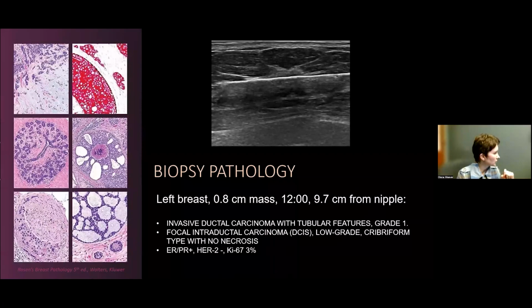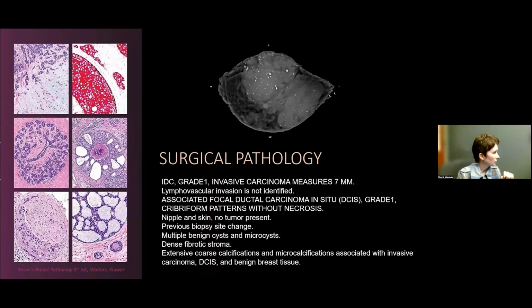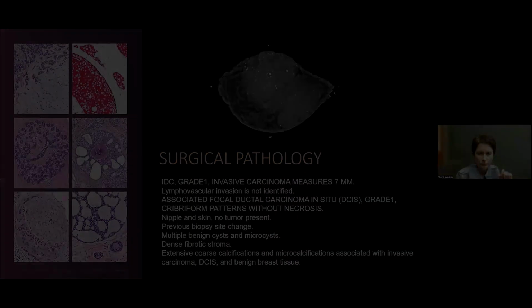And on pathology, it was an invasive ductal cancer with tubular features, low grade, with focal DCIS, ER/PR positive, HER2 negative. She opted for bilateral mastectomy, which confirmed the cancer on the left. And she also had a right mastectomy, which did not really demonstrate any pathology there.